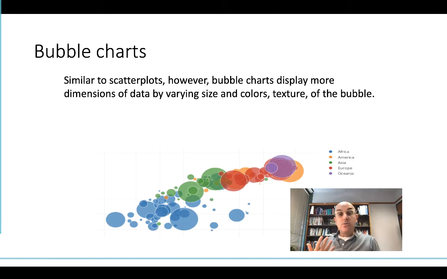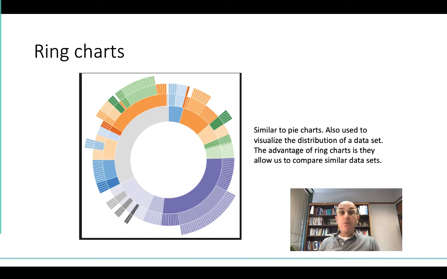Bubble chart is really nice, and it's really aesthetic, and has the ability to show dimensions of the data. In this case, we have different continents, and the different colors displayed in the chart. Ring chart also tries the idea of visualization and allows us to compare similar data sets.